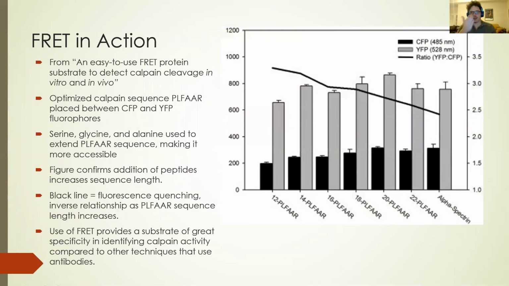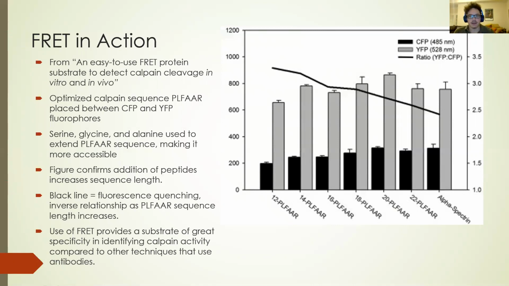So in this case, we have a graph from an article that I found called An Easy-to-Use FRET Protein Substrate to Detect Calpain Cleavage in Vitro and in Vivo. Now, calpain is a protease that is designed to cut its substrates in a way that is transformative and irreversible. Excessive calpain activity has been identified as playing a role in things like Alzheimer's or certain cancers, and so it's really important to be able to identify such calpain activity.